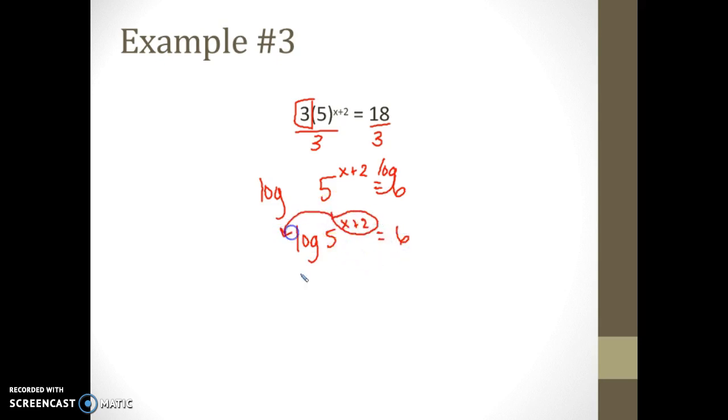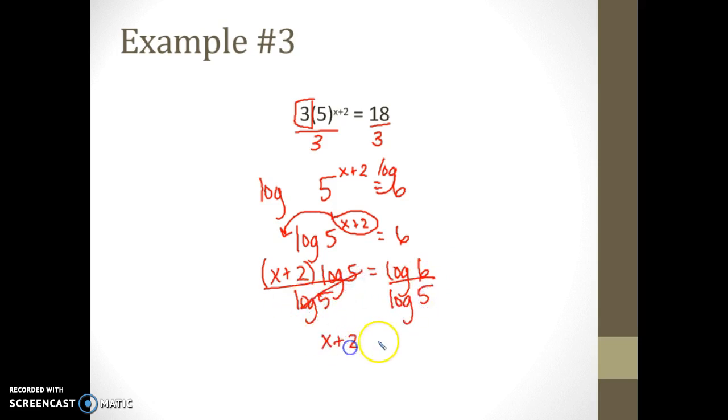My exponent can come out front. So I've got x plus 2, and I'm going to leave it in parentheses, times log of 5 equals log of 6. Remember, log of 5, that's a number value. That's just like 7 or 10 or any other number. So I want to slowly get x by itself. So I'm going to start by dividing by log of 5. So then I get x plus 2 equals log of 6 divided by log of 5. Again, I'm going to wait and just plug it all in the calculator at one time. And then I want to subtract 2 from both sides.